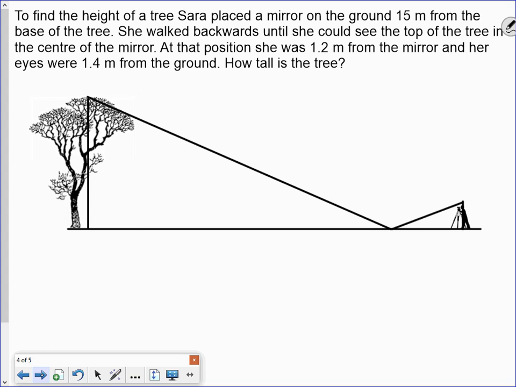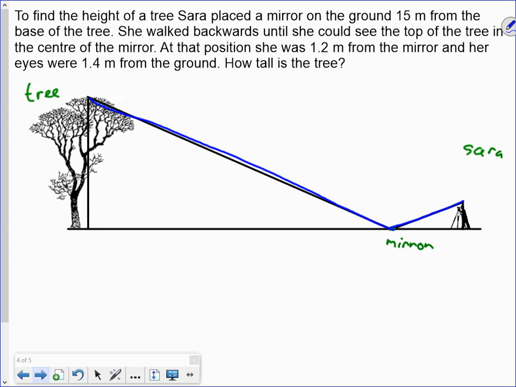Well, they've given us a diagram here. This clearly is our tree over here. And over here, this is obviously Sarah. And in between the two of them, right here, is the mirror. So Sarah can look, and we'll use blue here to represent her line of sight. If she looks down, she sees the mirror, and she sees this ray of light reflected from the top of the tree. It reflects off the mirror right into her eyes. Okay, so we've got our diagram like this.